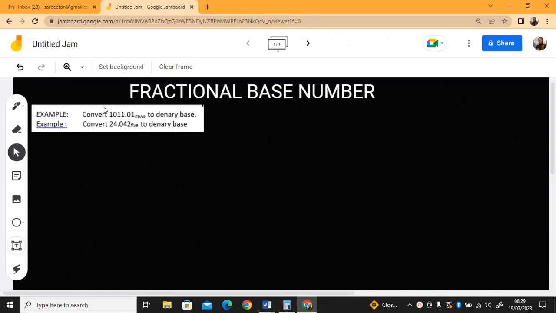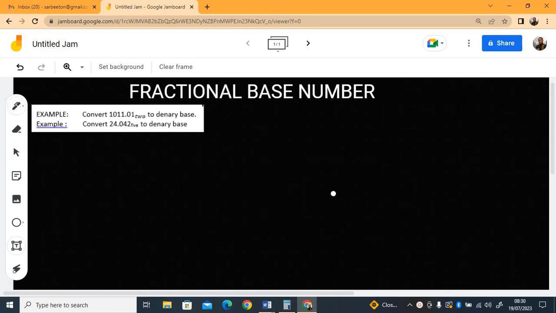It says convert 10111.01 base 2 to denary, just to base 10. And the same thing here, 24.04 base 5 to denary, base 10. So how do you go about this? It's very easy. I promise you it's very easy.